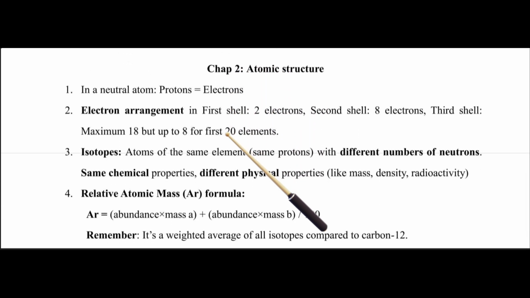Let's come towards chapter 2 atomic structure. Chapter 2 atomic structure, the first concept you need to remember is that in a neutral atom the proton number is always equal to electron numbers.